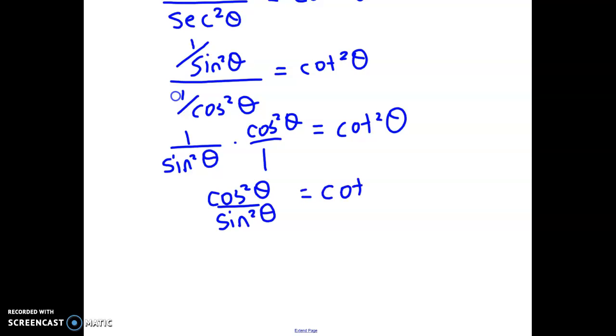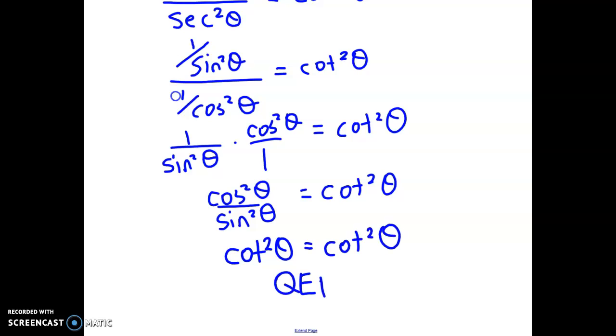And does this look familiar? Cos squared over sine squared? Or cos over sine? It's already finished. Cos over sine is cotan. So I can finish this by saying, well, cos squared over sine squared is cotan squared, which is what I was trying to get. So QED, that one is finished.